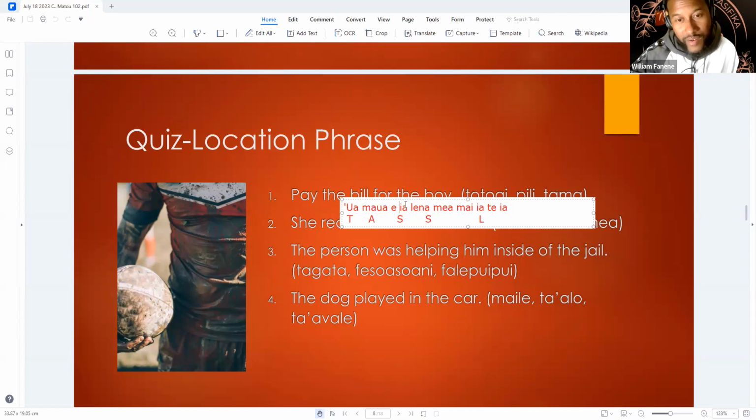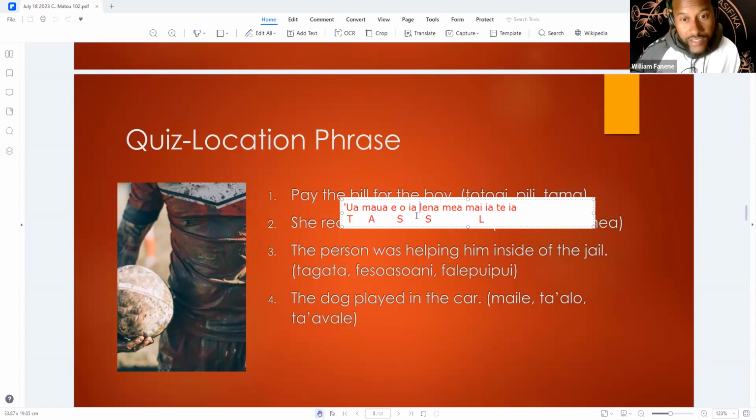Or they might not. I don't know. I don't want to get into bad habits, but ua maua e. Oh, okay. Ua maua e oia.